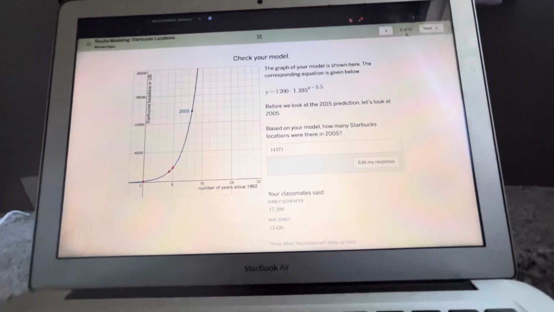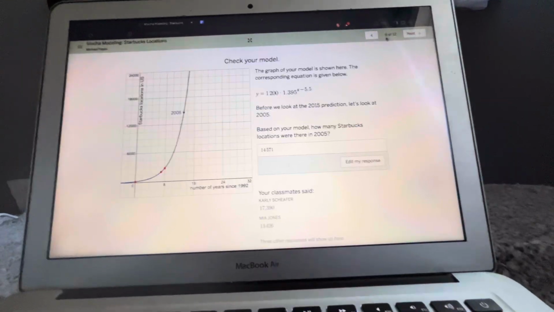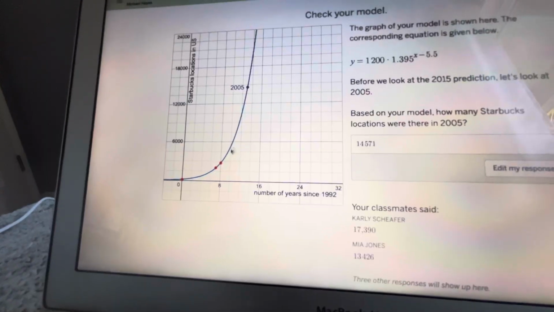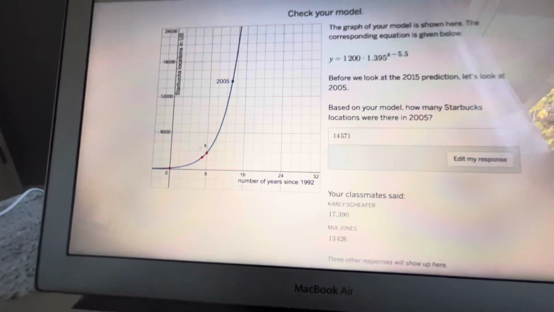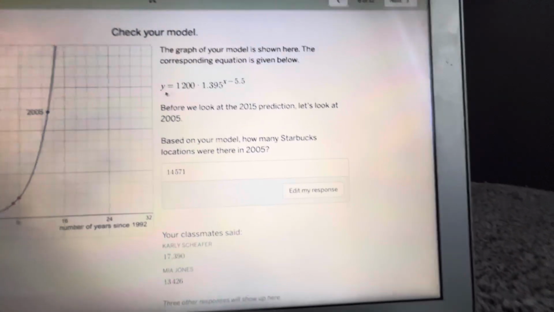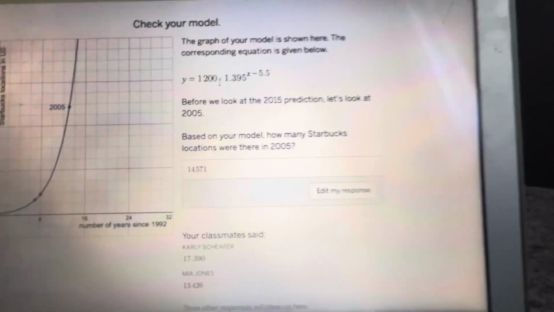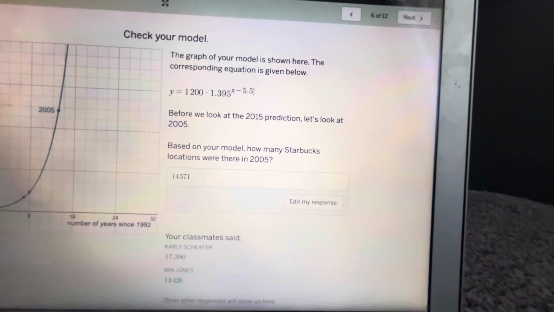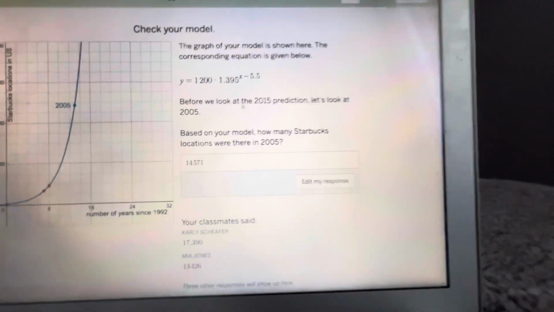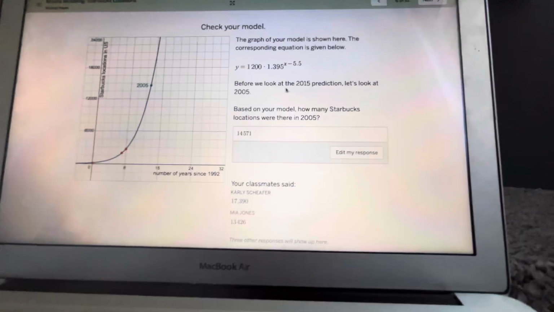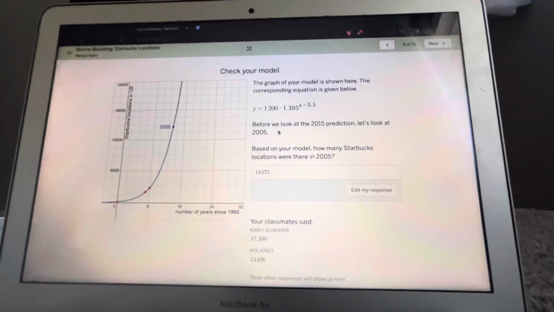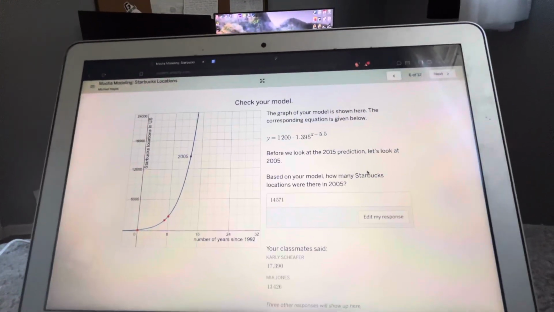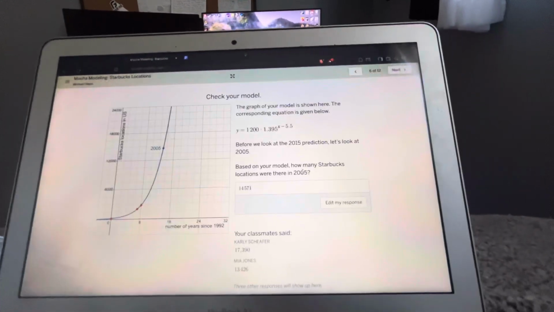Actually, I want to start off with slide 6. So this is the model that I have here, or the exponential function that I made, and the formula for that is y equals 200 times 1.395, and the exponent is x minus 5.5. So before we look at the 2015 prediction, let's look at 2005. Based on my model, how many Starbucks locations were there in 2005?